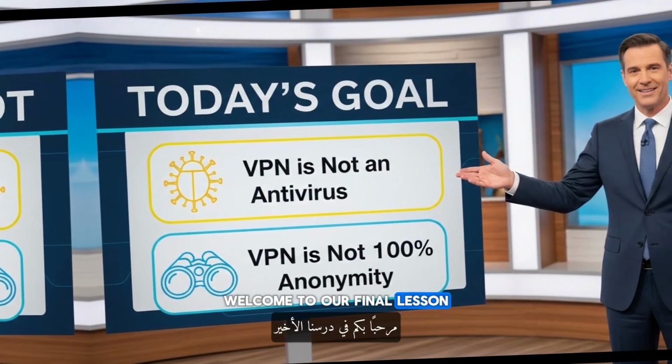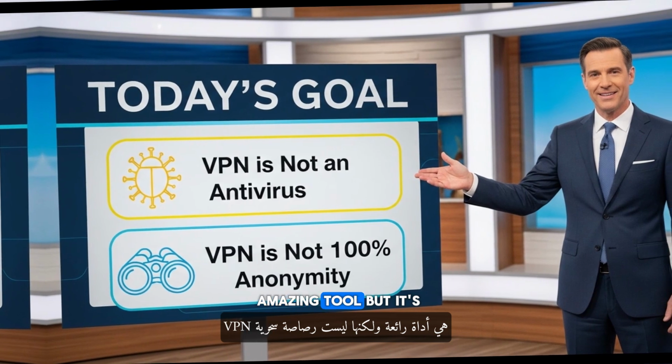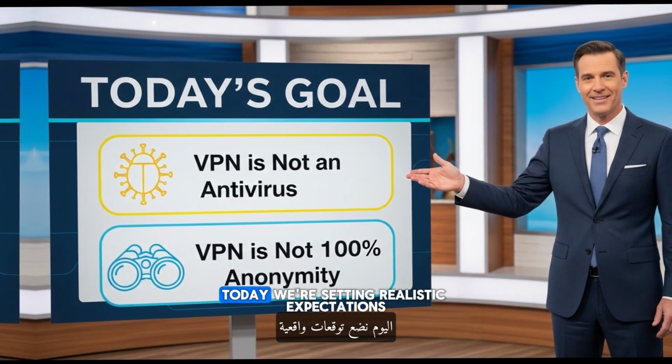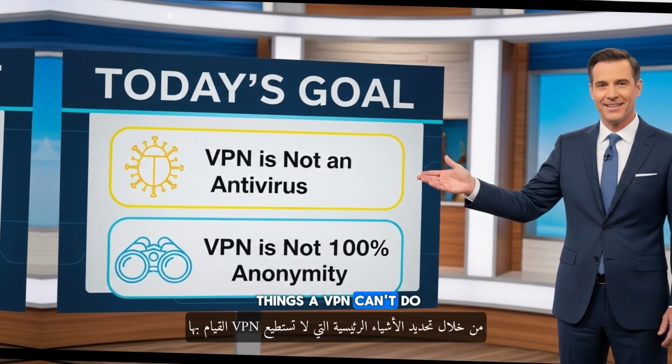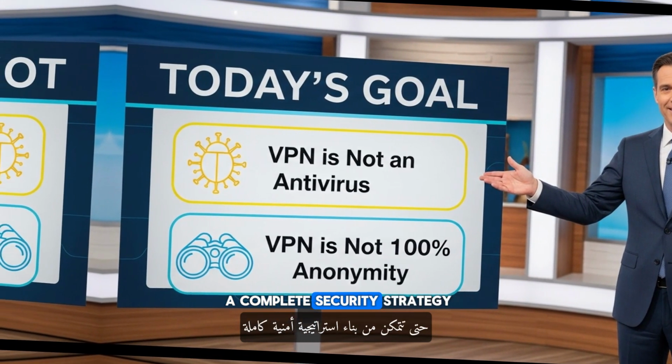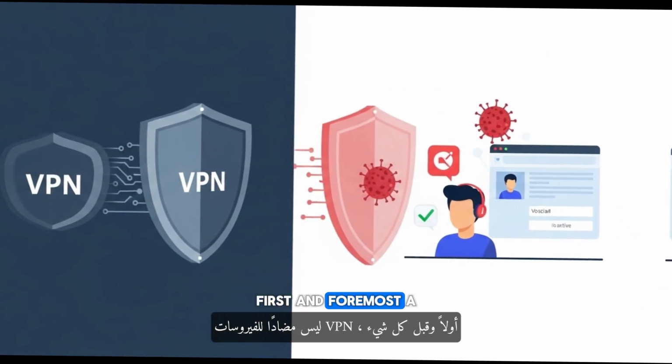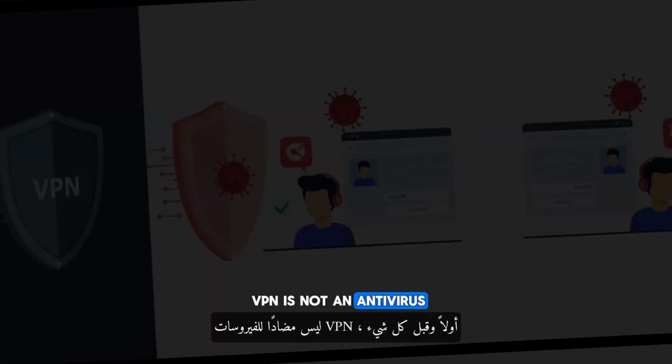Welcome to our final lesson. A VPN is an amazing tool, but it's not a magic bullet. Today, we're setting realistic expectations by identifying the key things a VPN can't do so you can build a complete security strategy. First and foremost, a VPN is not an antivirus.